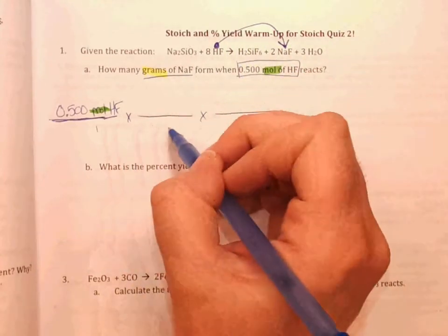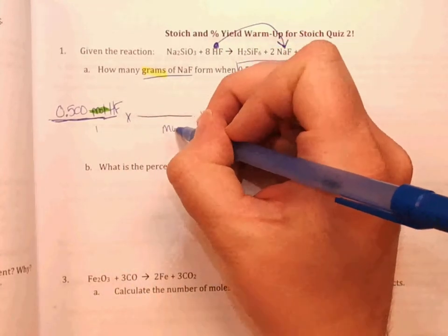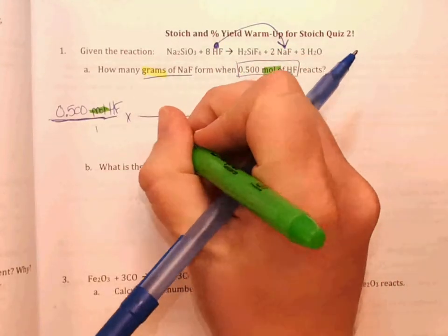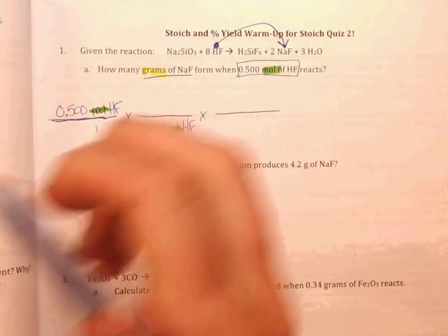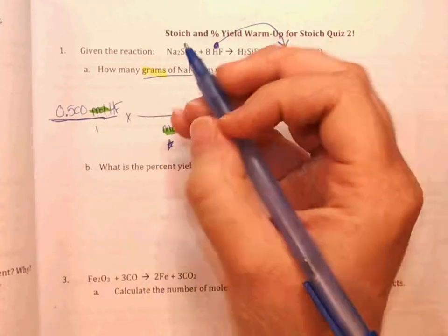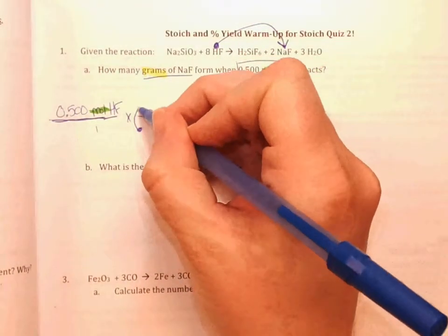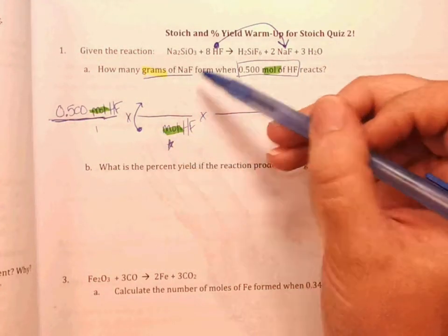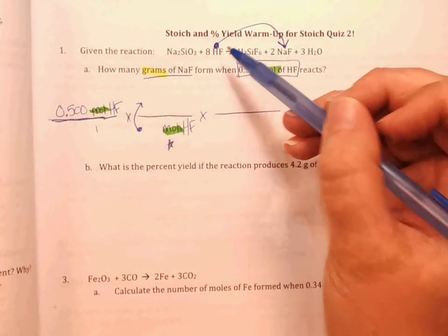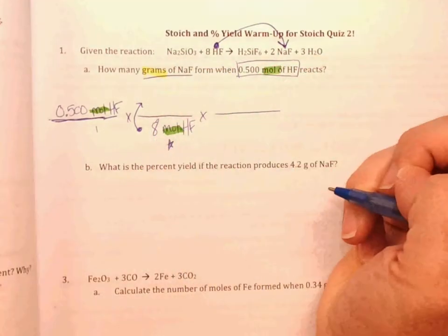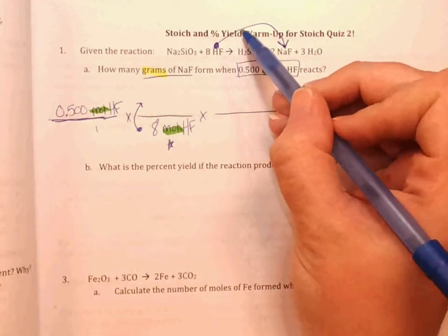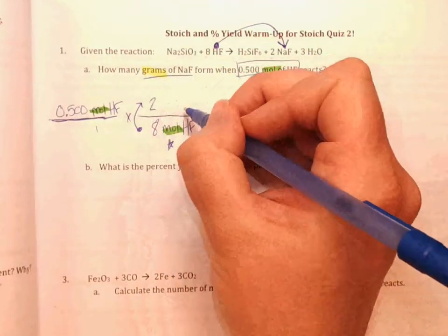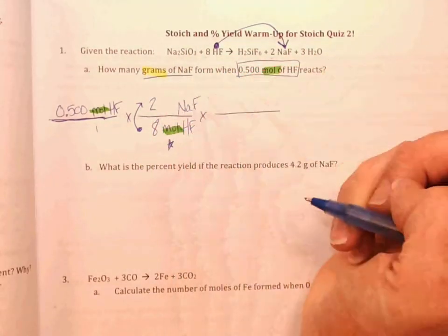We do what goes up must come down, so if moles of HF are on top, the moles of HF are going to be at the bottom of the next fraction. And when we have moles on the bottom, that's our signal that it's time to use the bridge. So we go look at our bridge. It says 8 HF, so I'm going to put 8 moles of HF on bottom here. And we drive across the bridge. It says 2 NaF, so I'm going to put 2 NaF here.